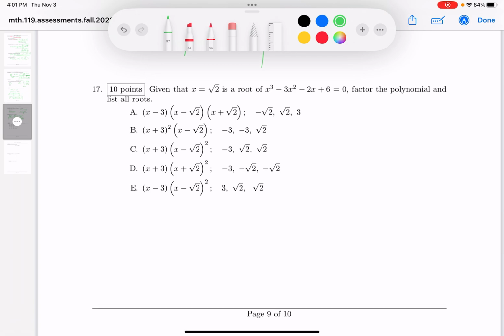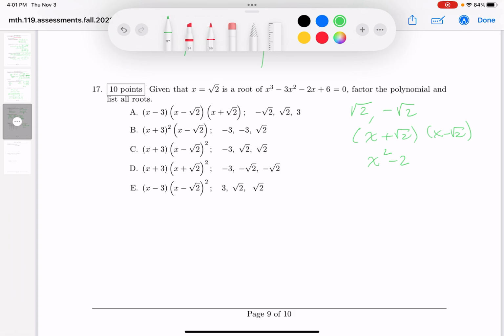This one over here, it says, given this thing is the root of that, factor the polynomial and list all the roots. Well, certainly one of the roots is going to be root 2, and I'm going to say the other root would be minus root 2. All right? Now, if you multiply that together, what's going to be (x plus root 2)(x minus root 2). Right? Now, what you could do is multiply that. You get x squared minus 2.